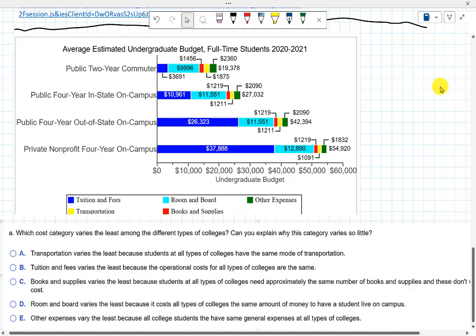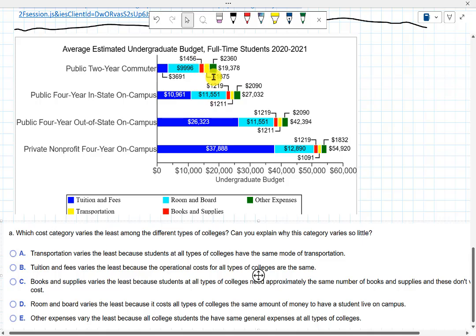So question A of this problem asks me, which cost category varies the least among the different types of colleges? Can you explain why the category varies so little? So this is across the different kinds of colleges. What you want to do is look for the blocks that look relatively the same anywhere. We can see this dark blue changes drastically depending on what school you go to. Now, if you look at the light blue ones, they're not completely different. They go from about 10,000 to 13,000, so they're similar in shape.